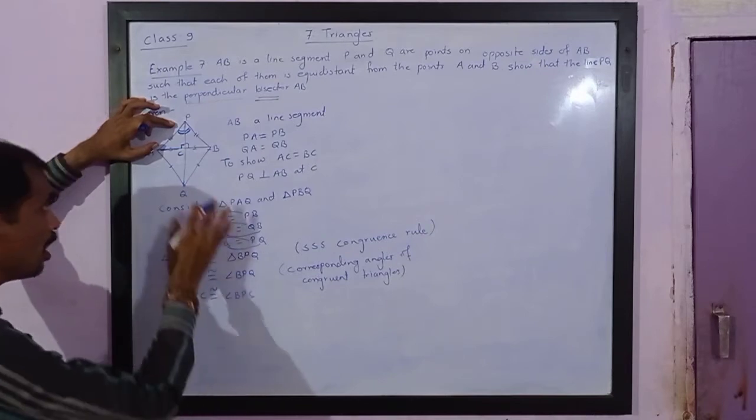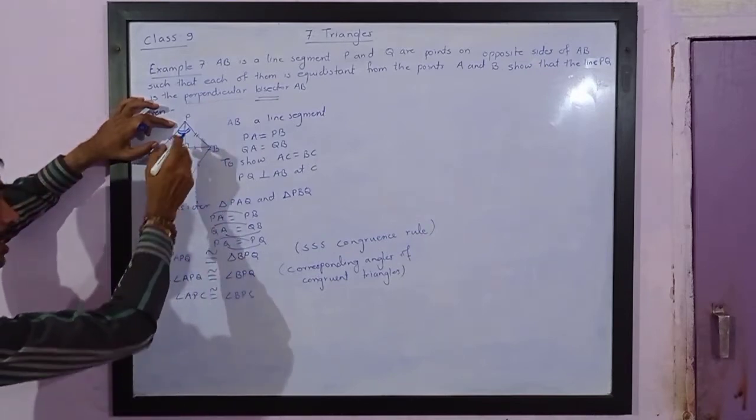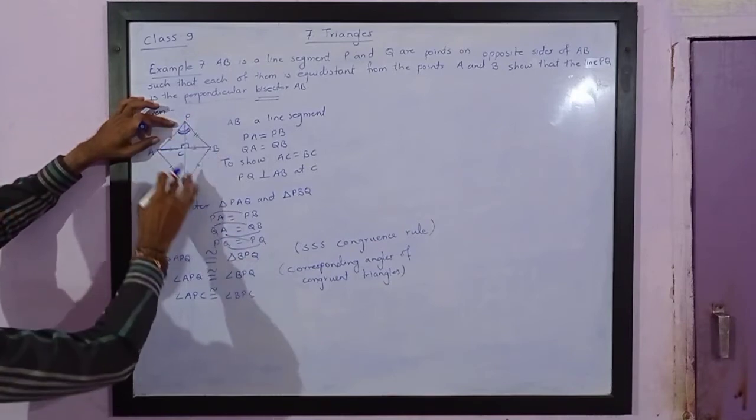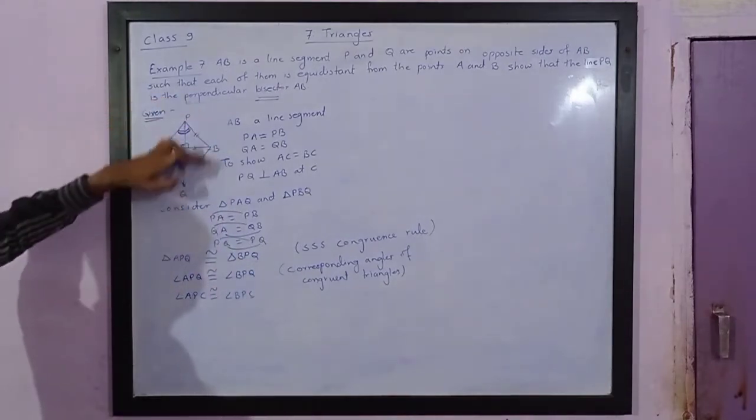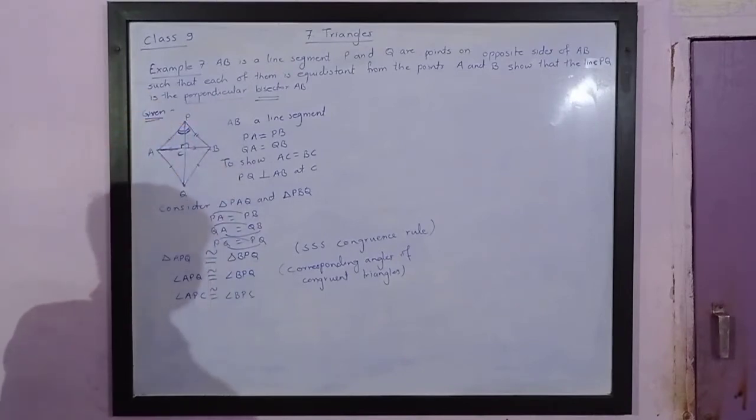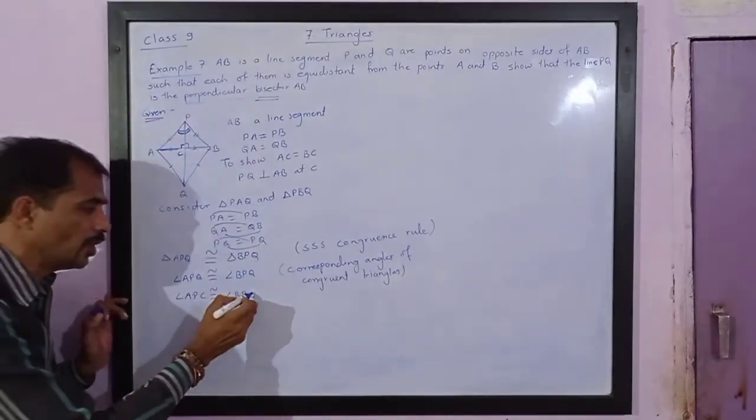Please note, I am considering the same angle. When I say APQ and APC, it means it is one and the same angle. When I say BPQ and BPC, they are the same angles. So I can say that APC is equal to BPC.